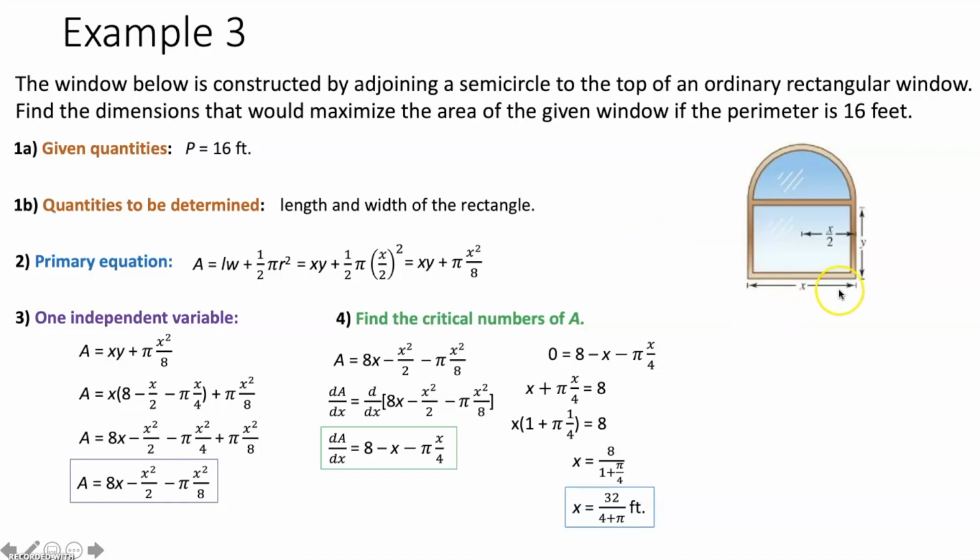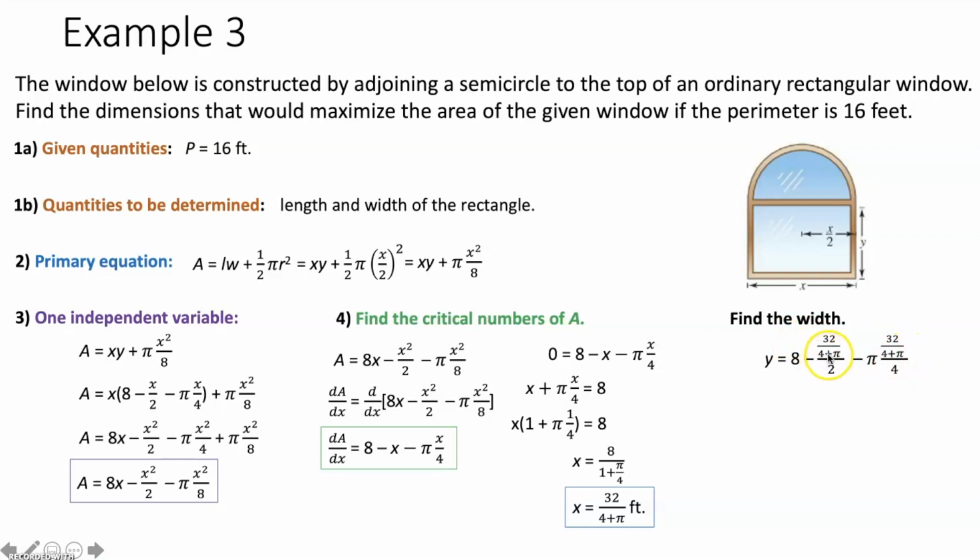Now, I have found the length of this rectangle, but I need to find the dimensions. I need to find the width as well. What was the equation for the width? Remember, when we wanted our primary equation in terms of one independent variable, we solved the perimeter equation for y, and we found y was equal to 8 minus x over 2 plus pi x over 4. So we can then take that equation that y was equal to and plug in what we found x was equal to, and then we can simplify this.